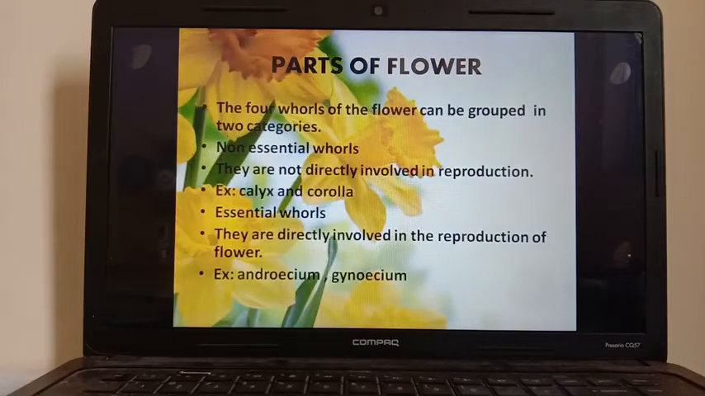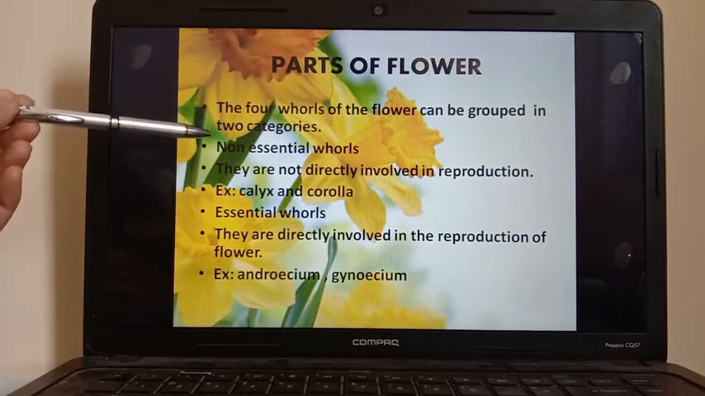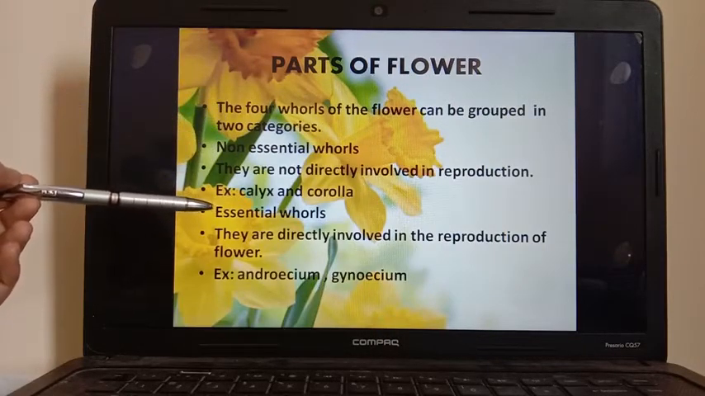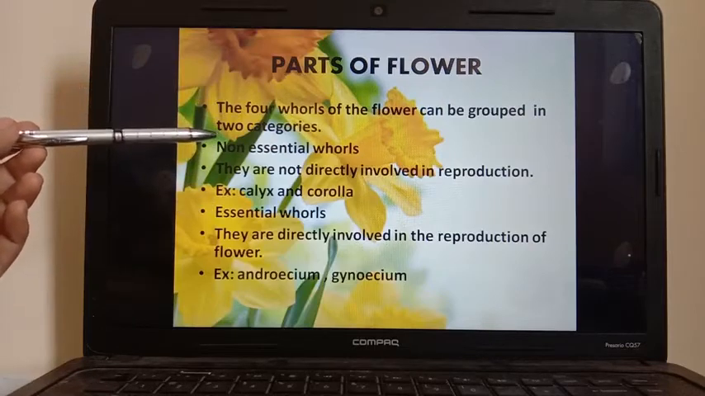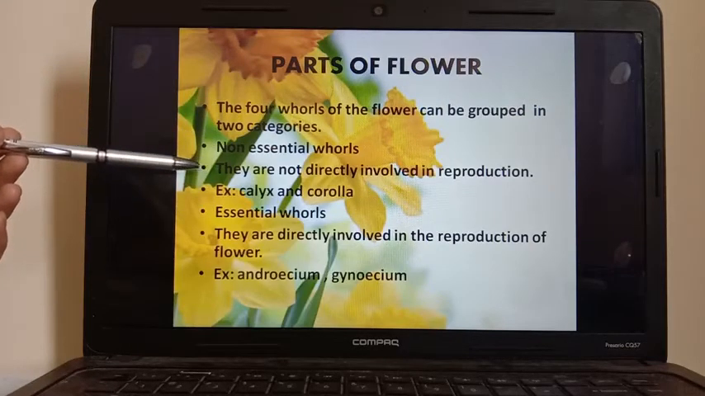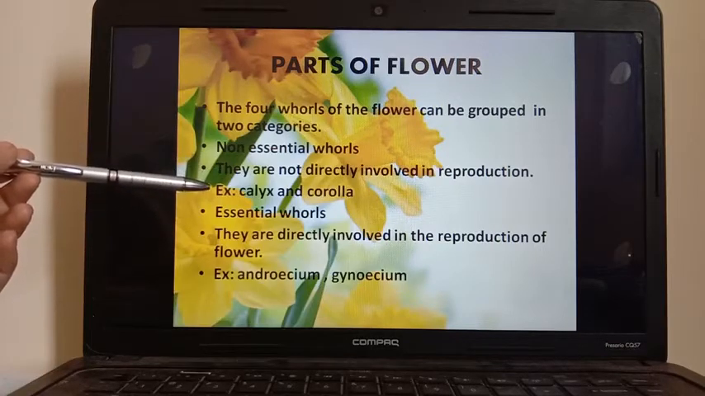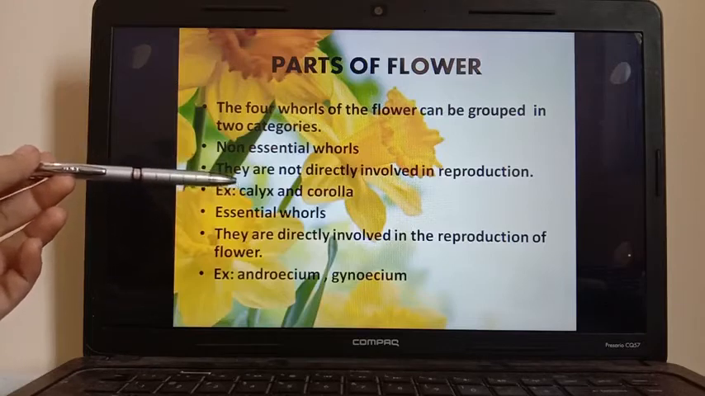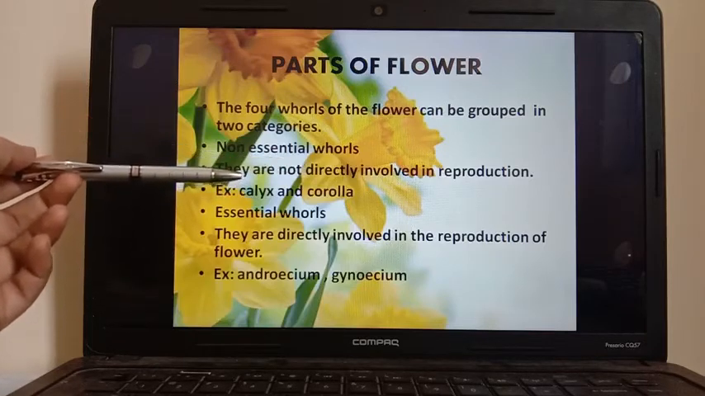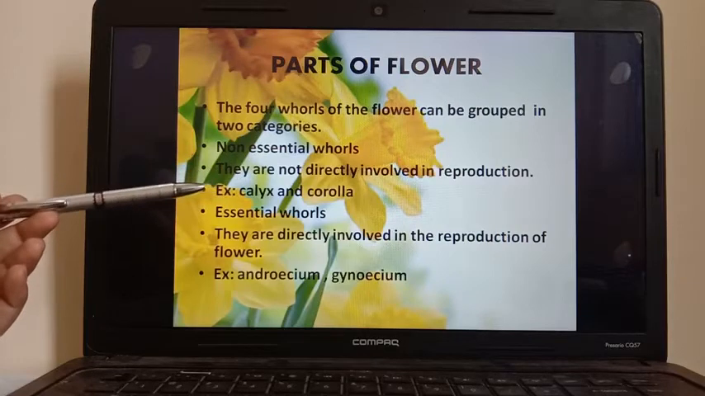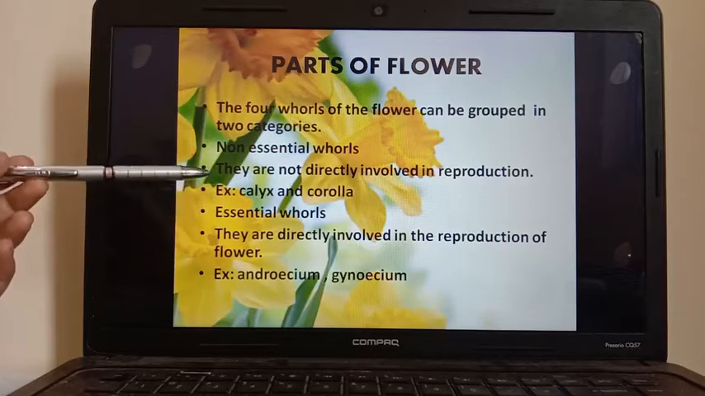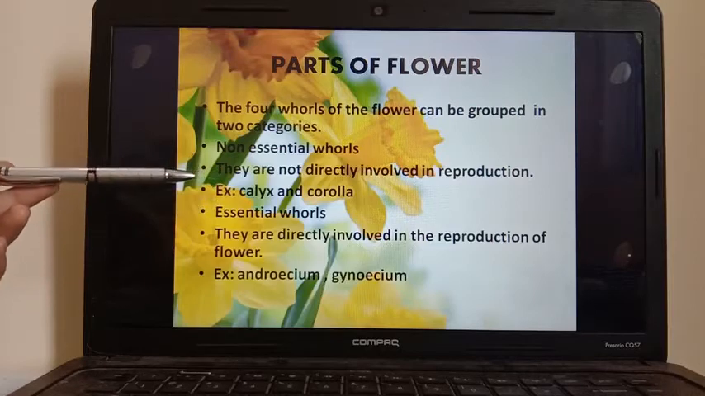The 4 whorls of the flower can be grouped in 2 categories. You can see here non-essential whorls and essential whorls. What are the non-essential whorls? They are not directly involved in reproduction. They help in reproduction but are not directly involved in it. So examples of these whorls are calyx and corolla, meaning sepals and petals. They are not taking part directly in the reproduction, but they assist in the reproduction process.